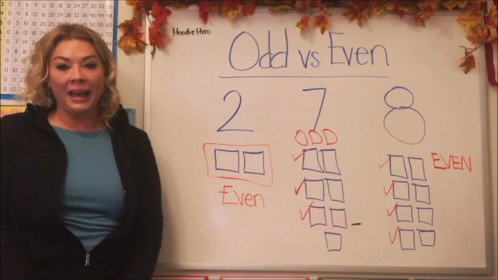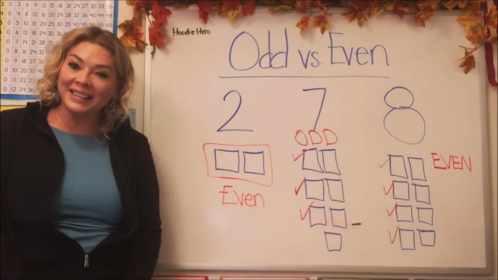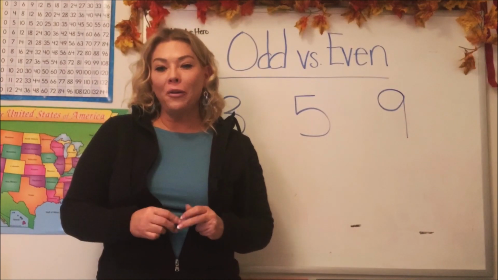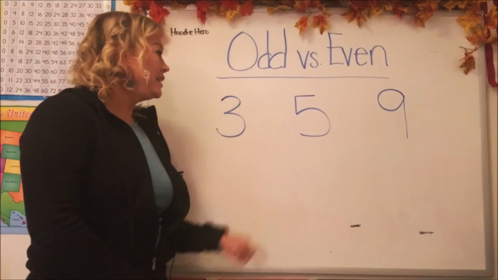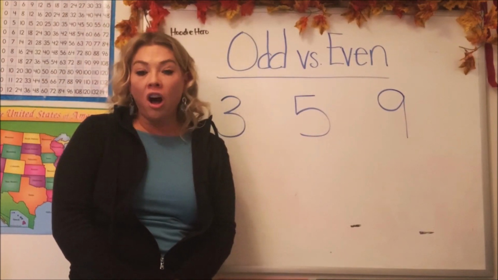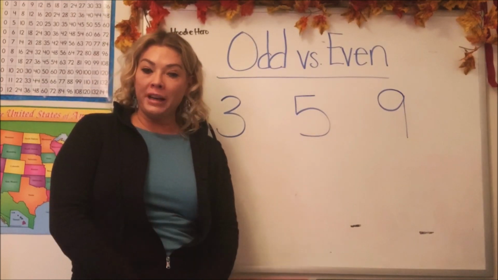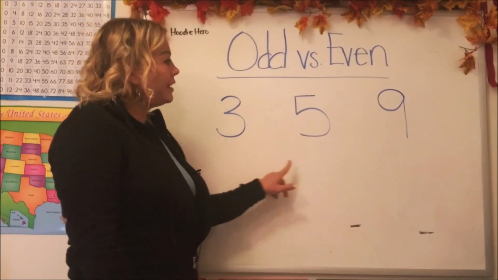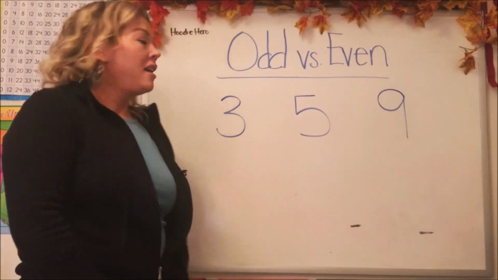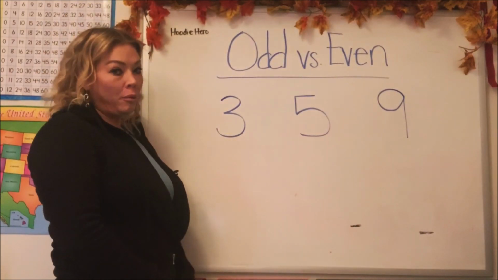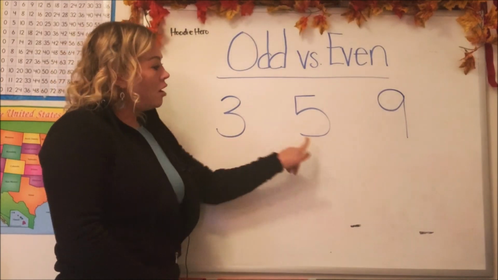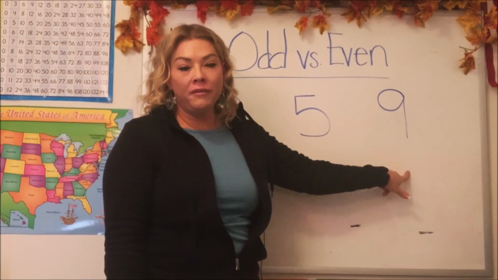Good job, okay? Let's do one more exercise. Okay, you guys are doing so good. See how easy it is to tell whether a number is odd or even when we use blocks and match them up with buddies? Let's do these last 3 numbers, okay? All right, let's go ahead and draw the blocks for each. We have 3, we have a 5, and we have a 9.